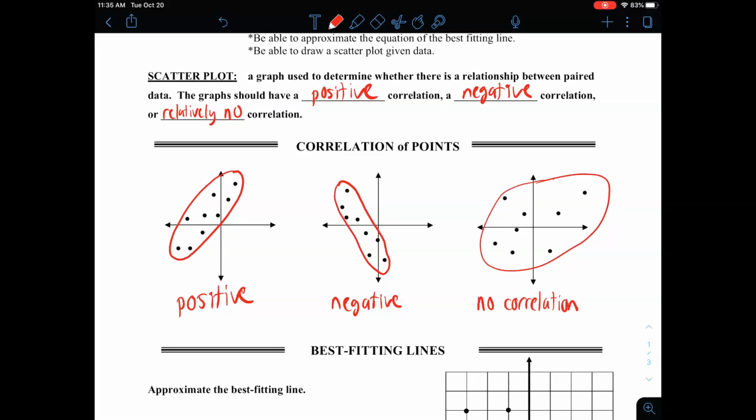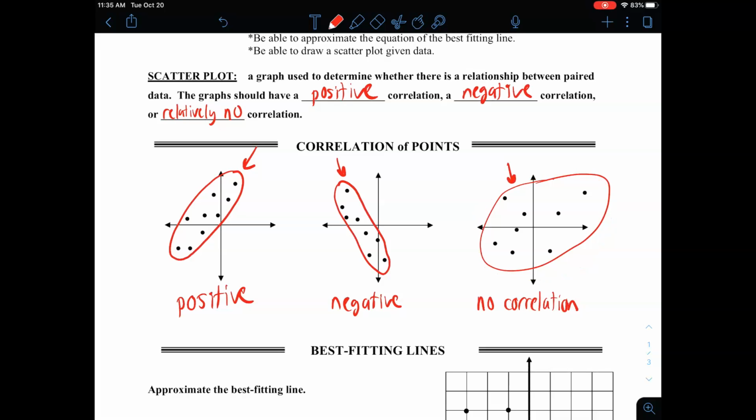My stats professor in college talked about how the more these look like cigars, which is kind of an old-timey reference, but I'm not encouraging smoking by any means, the more it looks like a cigar, the skinnier it is, the stronger the correlation. And the more circular it is, the less correlation there's going to be, okay?